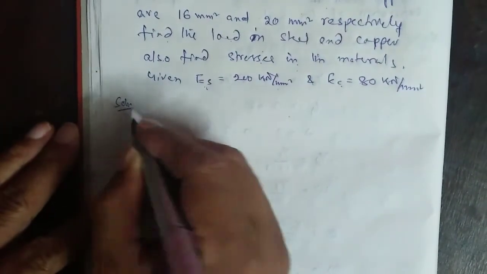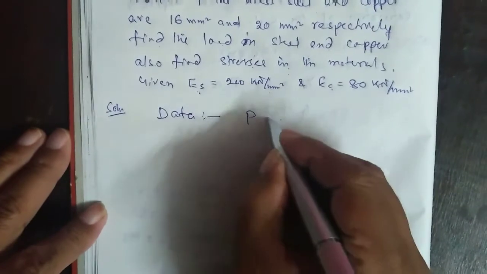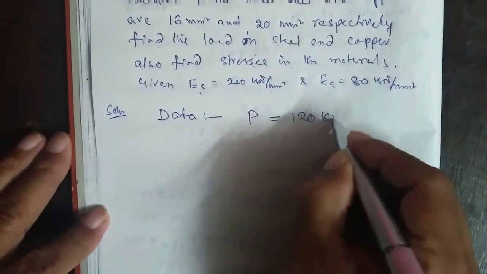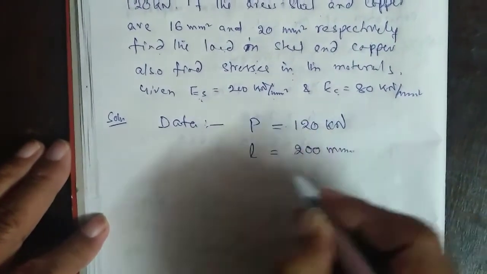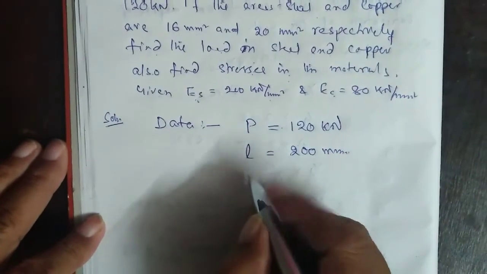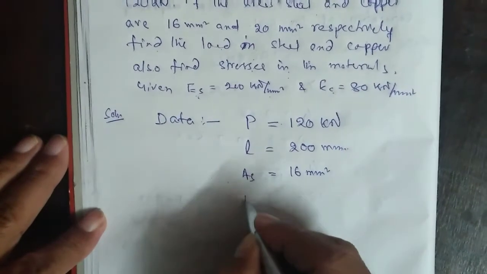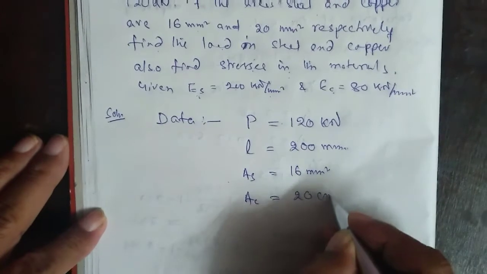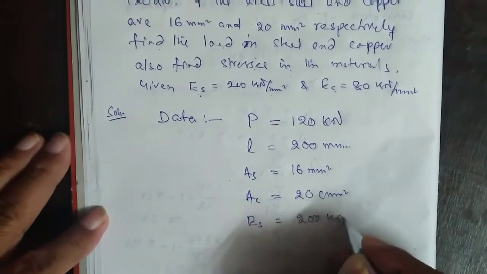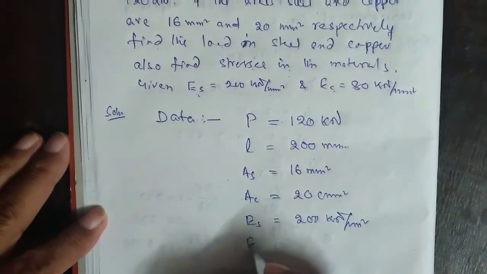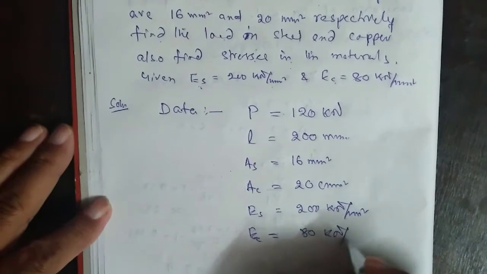So if this is the question, the composite bar consists of steel and copper. Always make it a practice of writing the data first. So what are the data? Total load P is given as 120 kilonewton. Total length is given as 200 mm, area of steel 16 mm square, area of copper 20 mm square, Young's modulus of steel 200 kilonewton per mm square, Young's modulus of copper is 80 kilonewton per mm square.